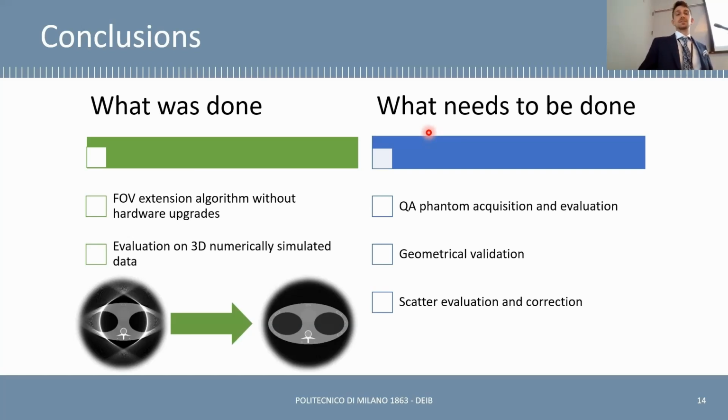And we evaluate this on a 3D numerically simulated data, and we compared it with other conventional methods. In the future, what we will have to do is to acquire real data, possibly a Cheers phantom is what we are gonna acquire. And we need to account for geometrical fluctuations of the system during the motion. And possibly there will be a need for scatter evaluation and eventual correction.